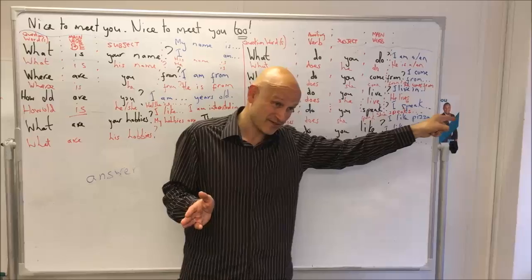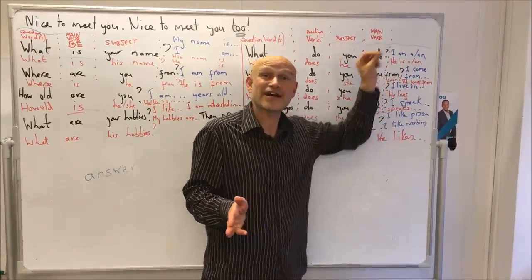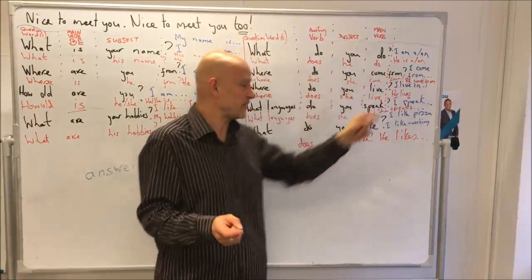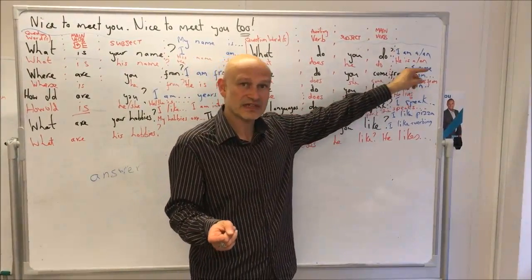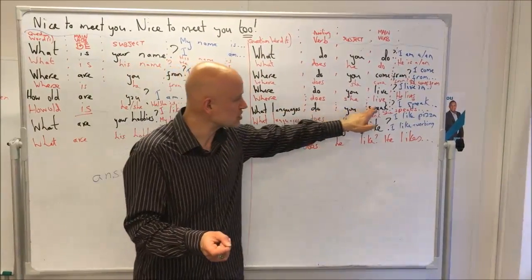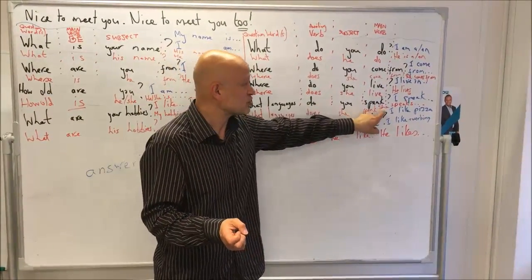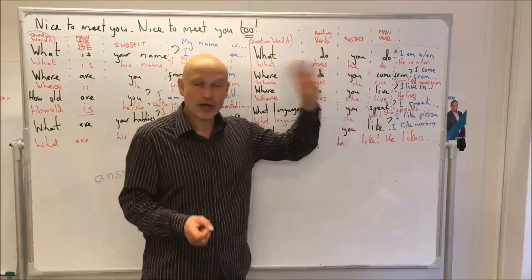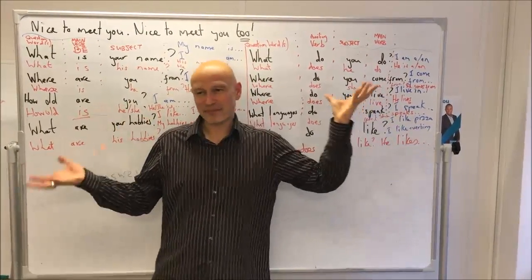In the positive, this is where it changes. Okay? I come from, she comes from. And it's the same for all of these. Look, where do you live? I live in. Where does she live? Or he live? He lives in. She lives in. What languages do you speak? I speak. What languages does she speak? She speaks. Okay? What do you like? I like reading. What does he like? He likes.